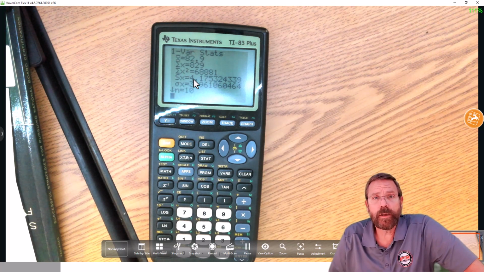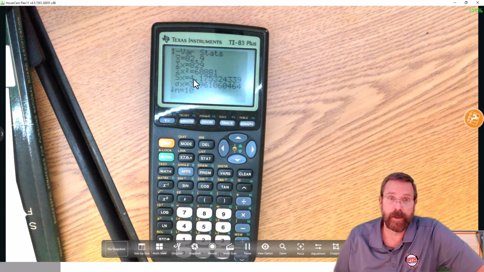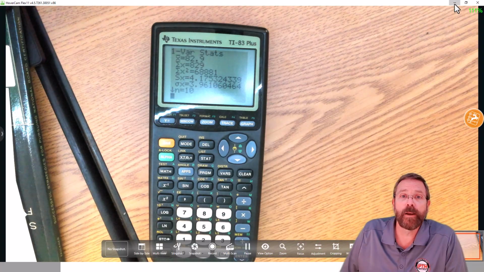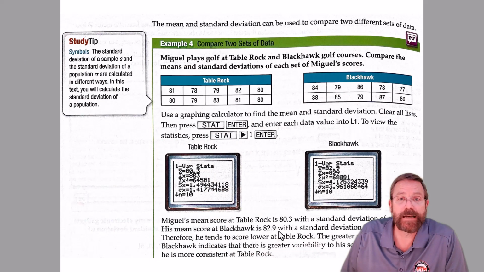We're also going to look at it using the Desmos calculator, because that's one that's more easily accessed by you. But before we do that, I want to go back and talk about what we actually found here. Table Rock had a mean of 80.3 with a standard deviation of about 1.4. You see that 80.3 is located here, and the 1.4 right there for the standard deviation. Meanwhile, Blackhawk had a mean of 82.9 and a standard deviation of about 4.0.